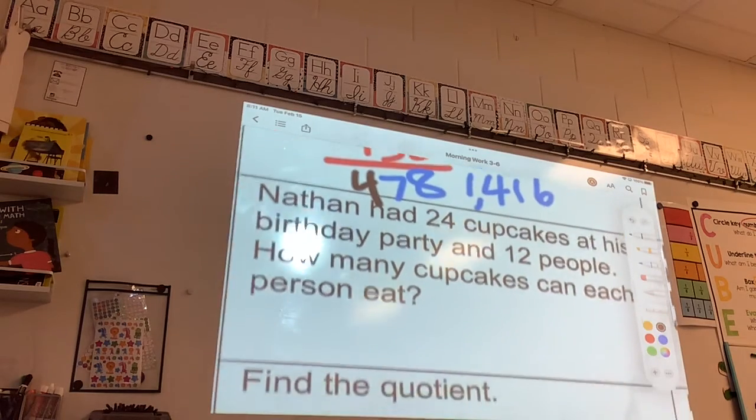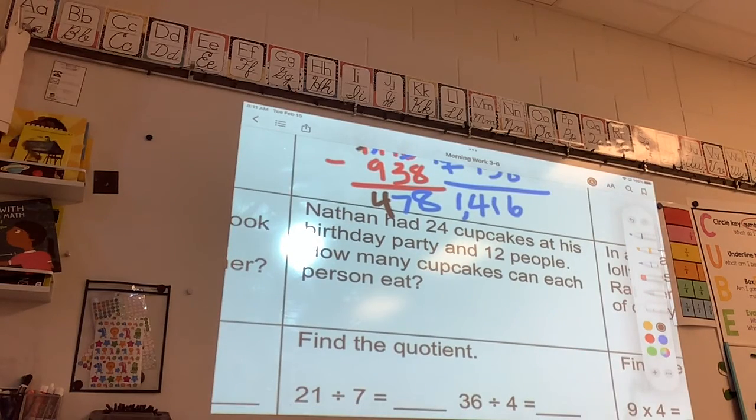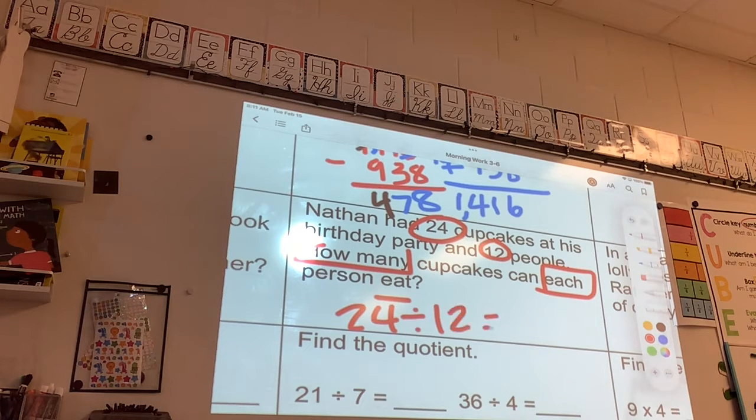Alright, Nathan had 24 cupcakes at his birthday party. So what does that sound like? Yes, it sounds like our whole. And he had 12 people. How many cupcakes can each person eat? So 24 divided by 12 equals 2.